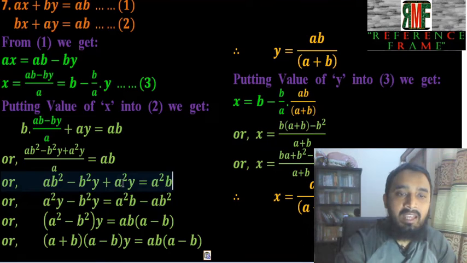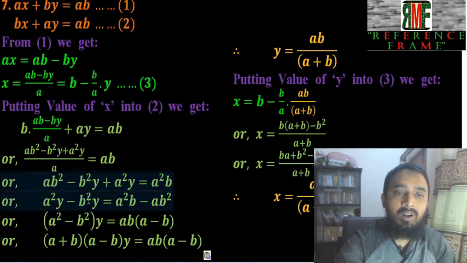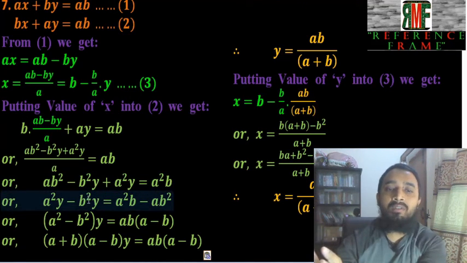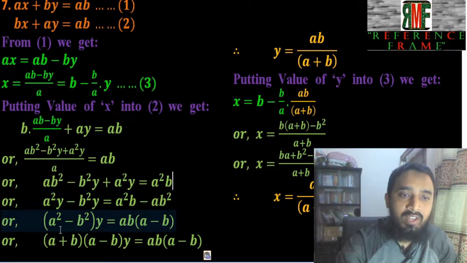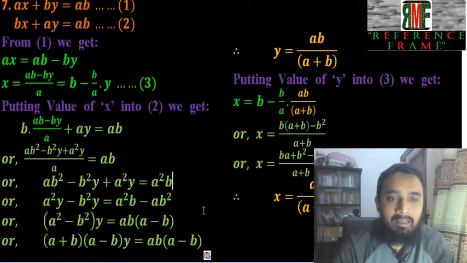So look here, by doing that, a square y minus b square y on the left hand side and the remaining on the right hand side. So again, look, here we have a situation, a square minus b square. So we're going to apply the formula from our childhood. It's going to be a plus b into a minus b.